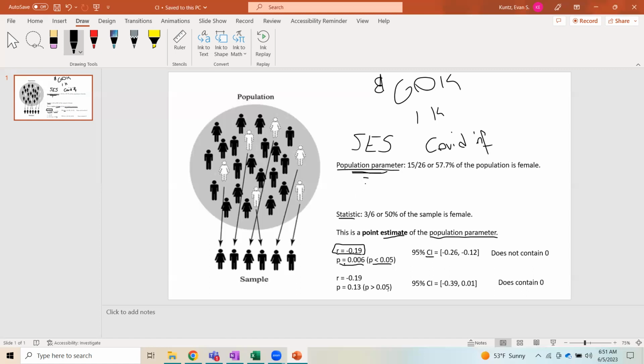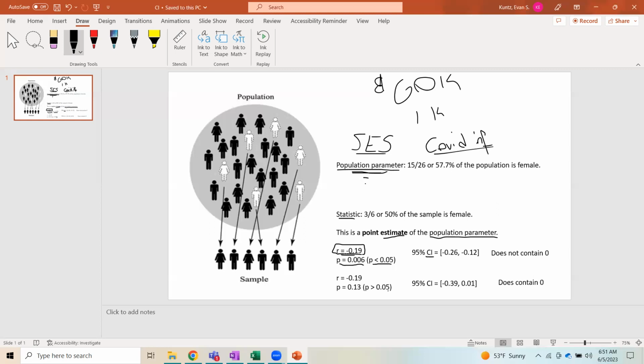And so ultimately, when we calculate this correlation coefficient, we want to estimate what the true correlation between SES and COVID infection rates is. We want to know what the true parameter is. And so we calculate this estimate, but we need to know how precise that is. And that's what our confidence interval gives us. This range is going to tell us that.